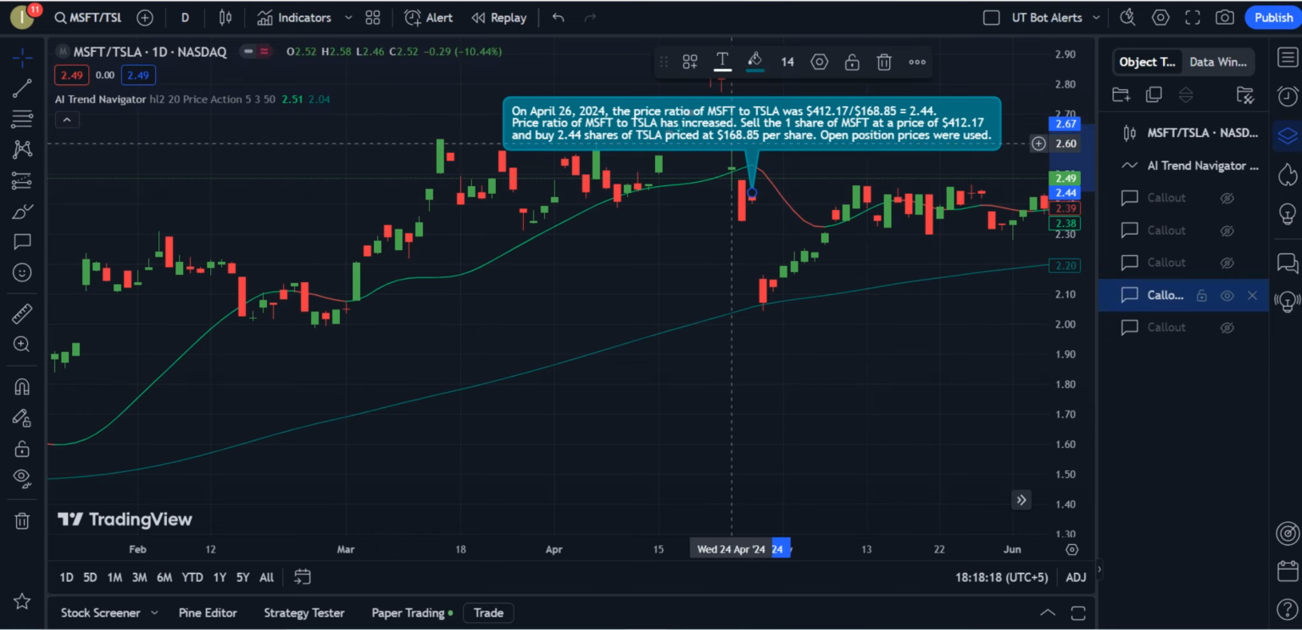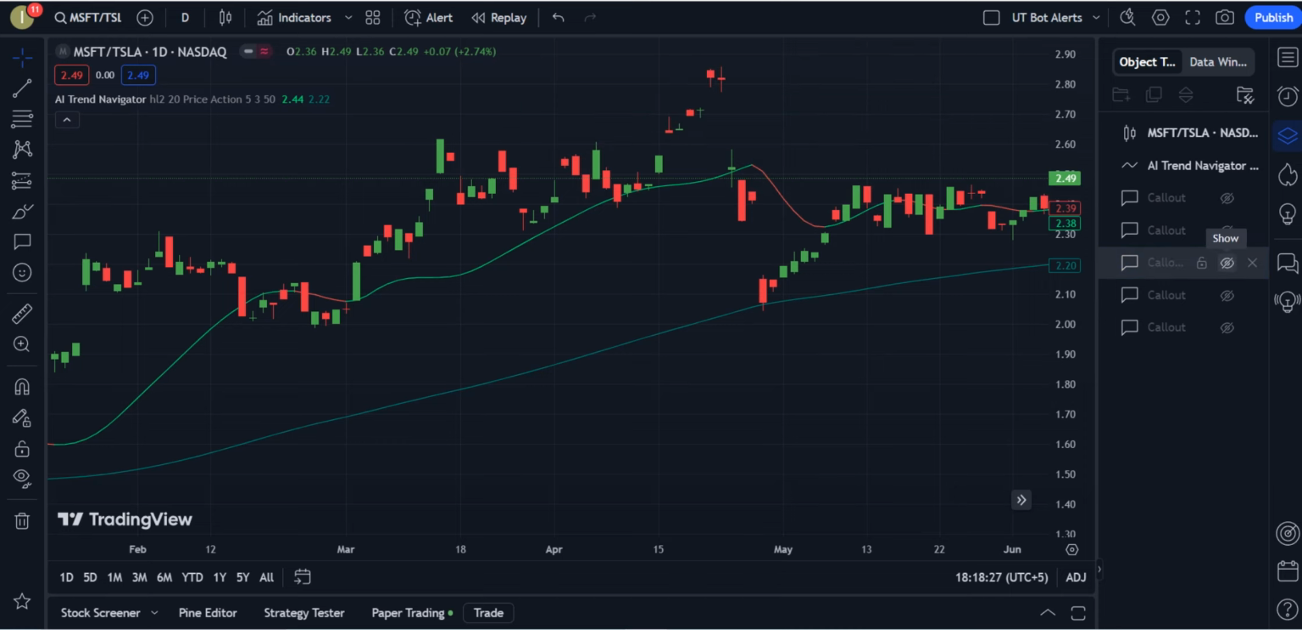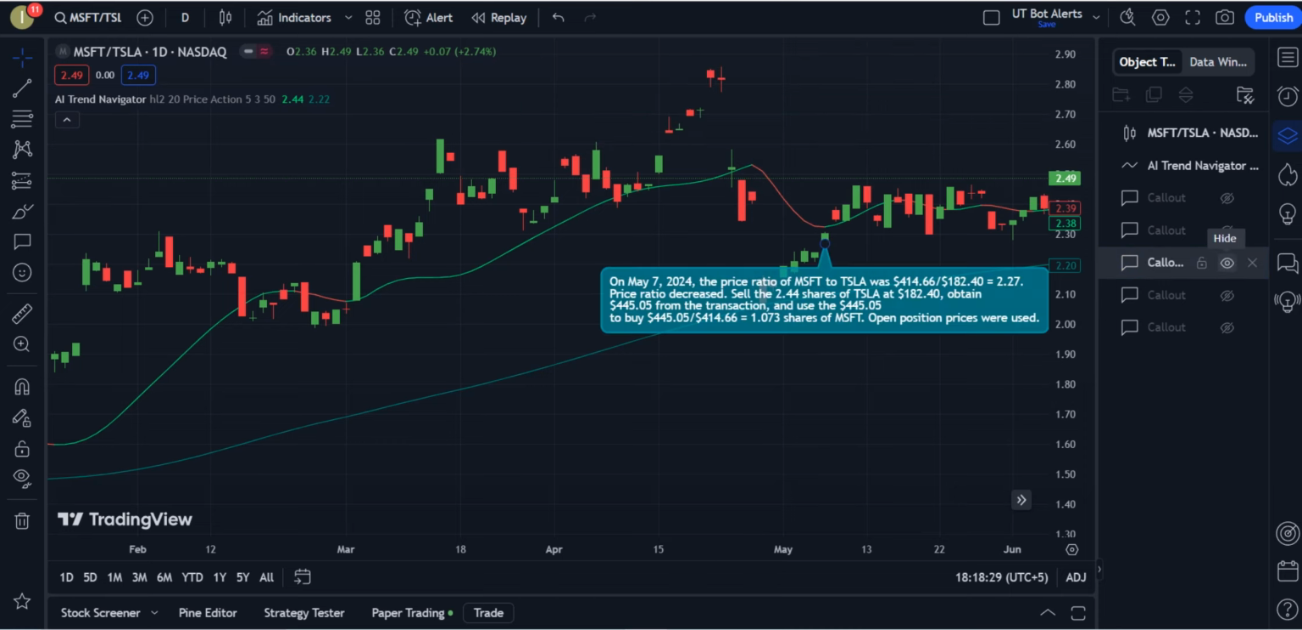So I corrected the number here. It's $168.85 and not 86 cents. And then we wait until the price ratio would go down. And then the price ratio did go down because the AI Trend Navigator showed the red line.